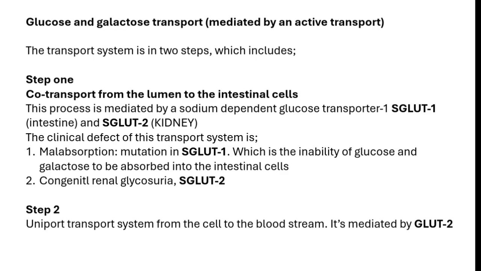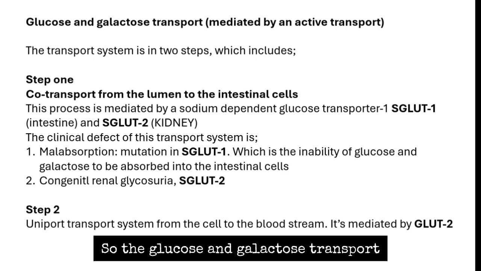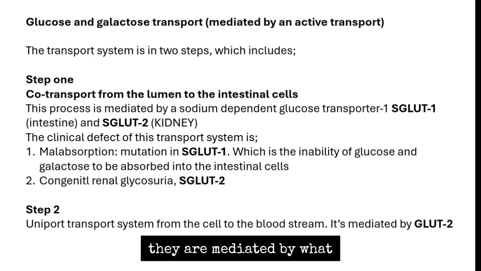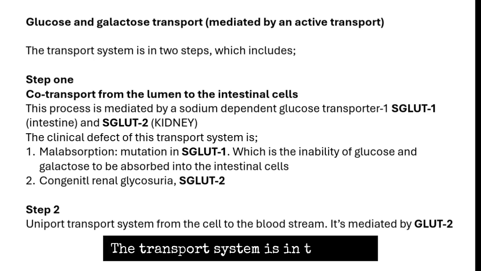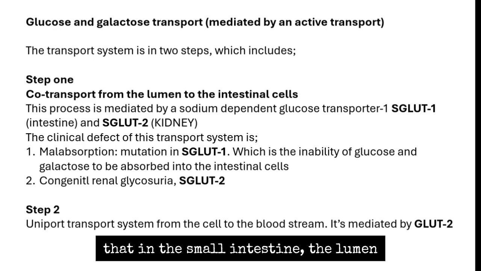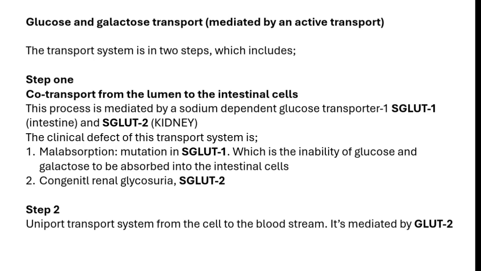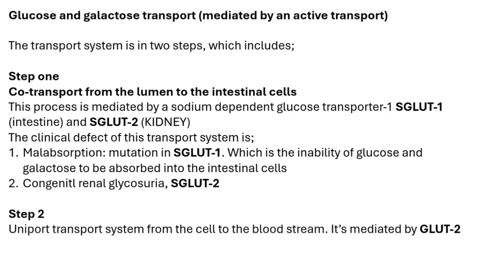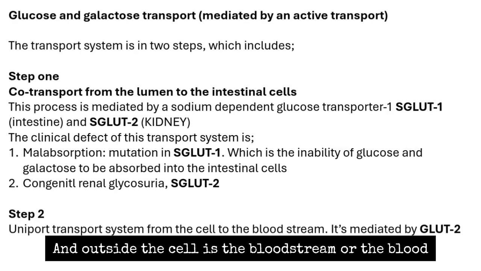Glucose and what? Galactose transport. So the glucose and galactose transport, they are mediated by what? An active transport. The transport system is in two steps. You should be able to recall that in the small intestine, the lumen has a cell, and outside the cell is the bloodstream or the blood.